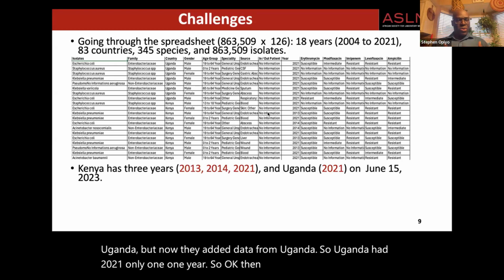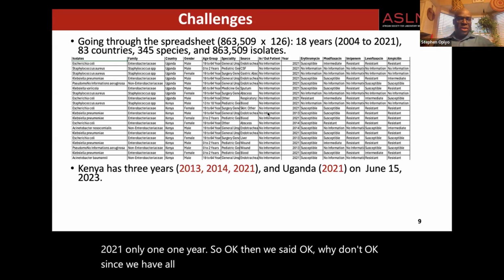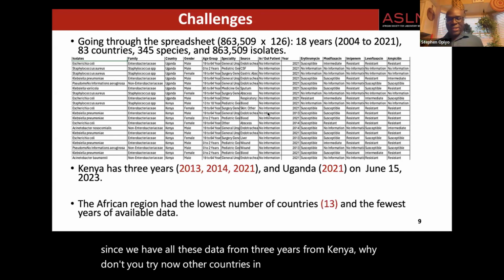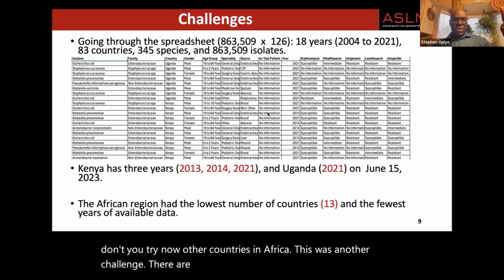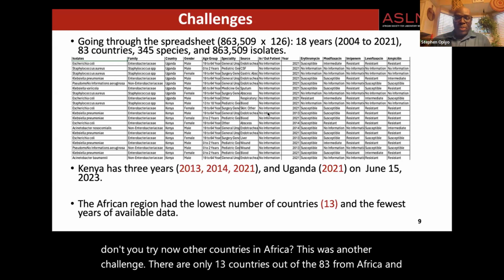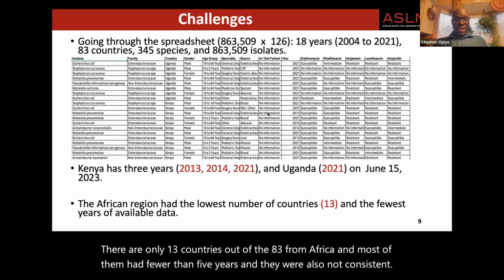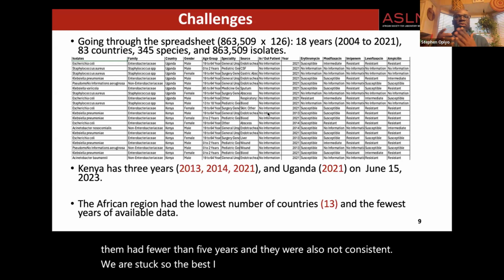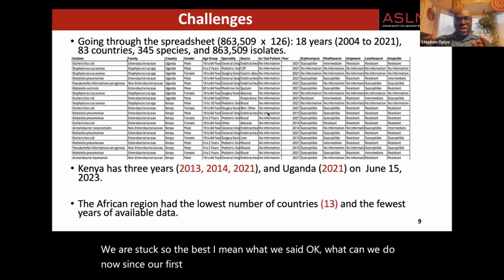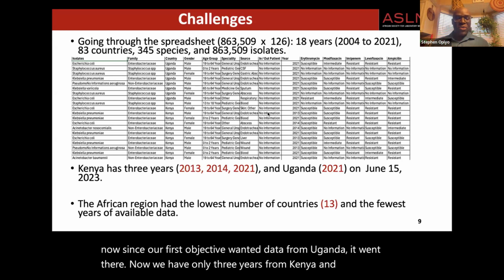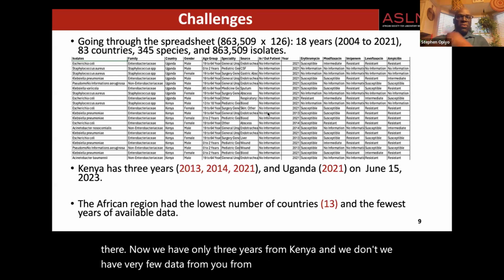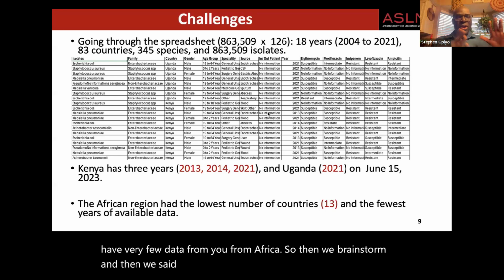So we said, since we have three years of data from Kenya, why don't we try other countries in Africa? This was another challenge. There are only 13 countries out of the 83 from Africa, and most of them had fewer than 5 years, and they were also not consistent. We were stuck. Our first objective was data from Uganda, and it wasn't there. We have only 3 years from Kenya, and very little data from Africa. So then we brainstormed and said, let's come up with a solution.